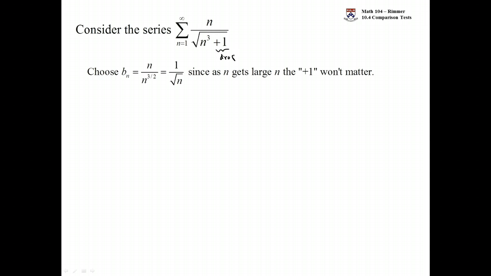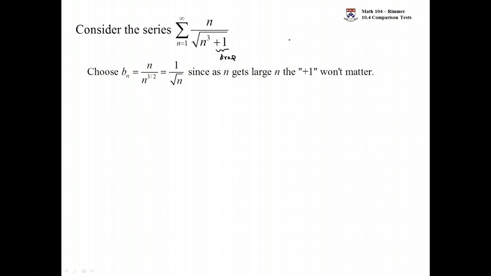Our job is to go out and get another series, b sub n, that will mimic the behavior of our series, essentially. So the numerator has only the one term. We can't drop anything there. The denominator has the plus 1. So we go to drop that.